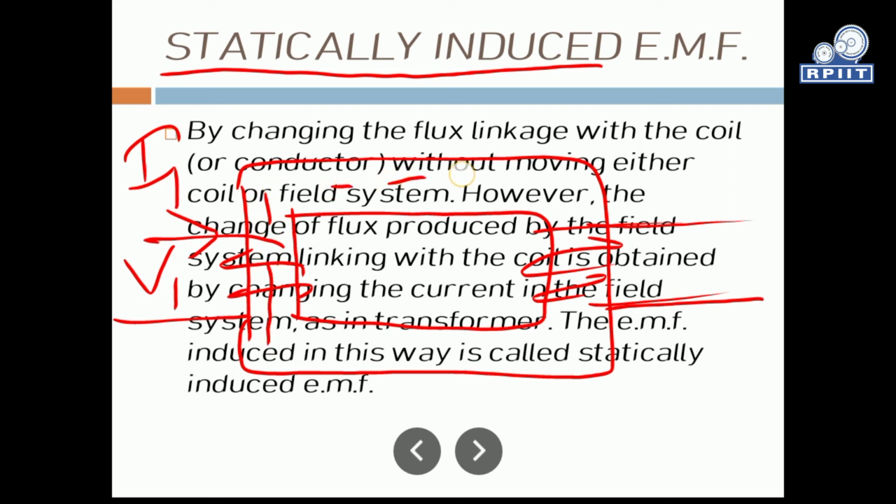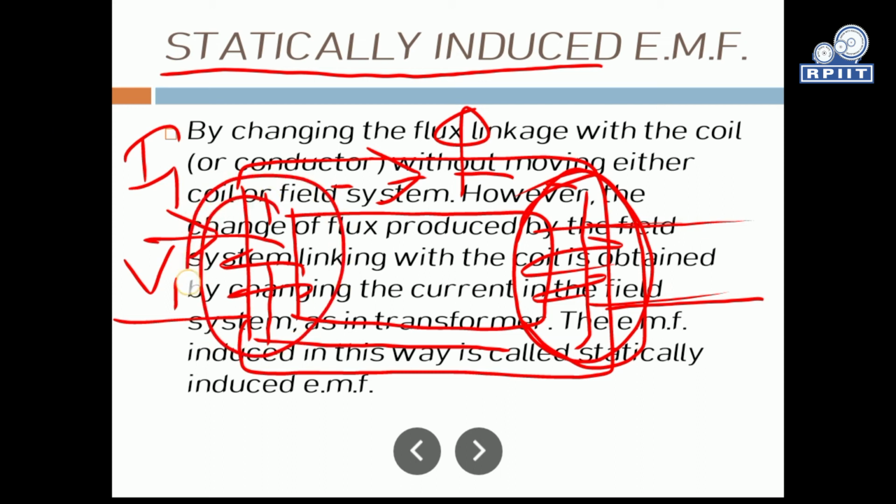Then flux, say phi, will be set up in the core of the transformer, and this flux will link with the secondary winding of the transformer, and this is called mutually induced EMF. This is a type of statically induced EMF, and here a self-induced EMF will also occur in the primary winding, and this self-induced EMF is another type of statically induced EMF.